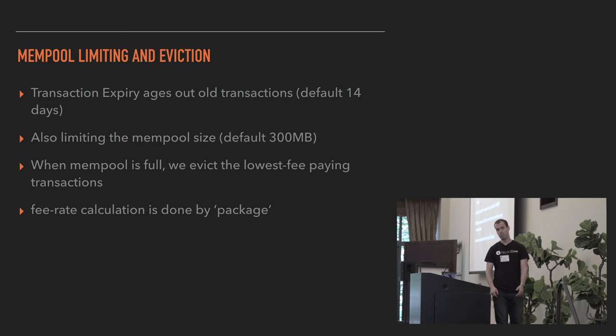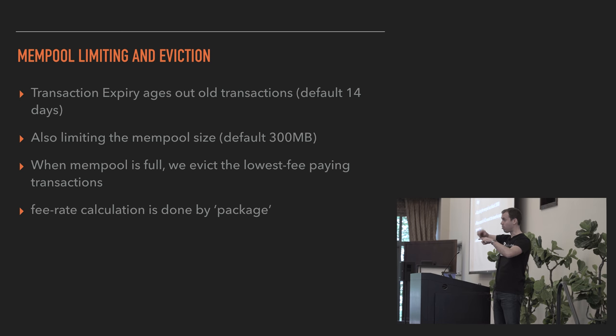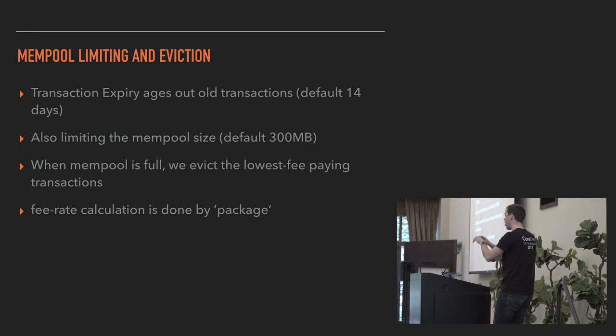The fee rate calculation is done based on the package, and when we say package, we mean a collection of transactions, parents and descendants and ancestors. So if we have a chain of unconfirmed transactions, we'll look at the fee rate for that entire package of transactions, because that's what the miner is optimizing for, right?